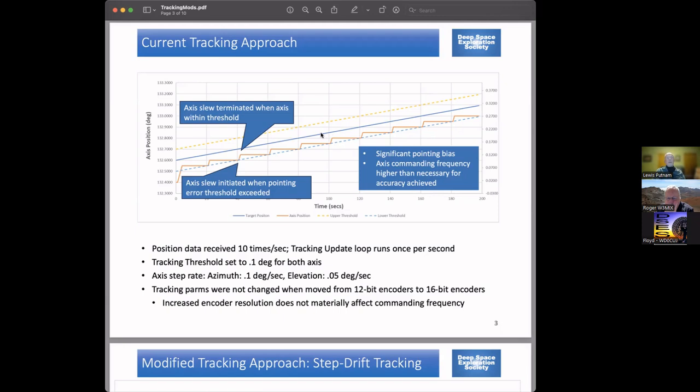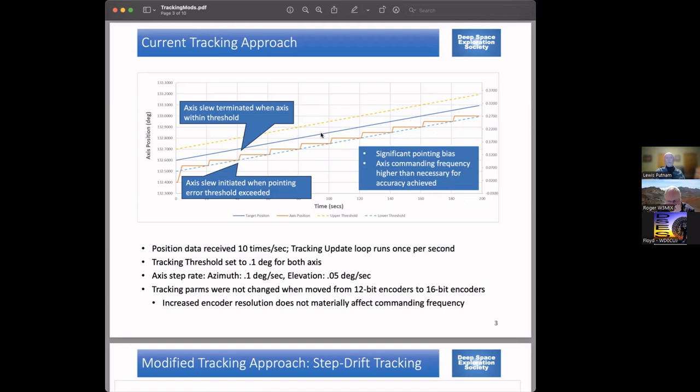We use a higher step rate for the azimuth than the elevation. I think early on we were using 0.1 for the elevation, but it seemed to cause some instability. So we dropped it. It caused the instability and overshooting and such. So we decreased that to 0.05. I believe that was done before the 16-bit encoders were added.